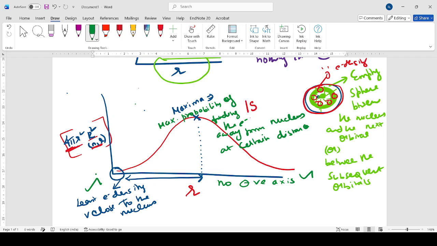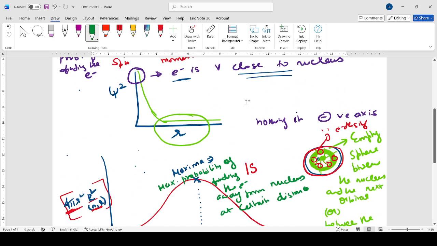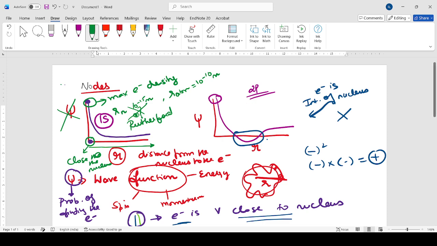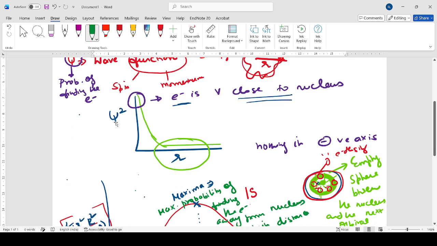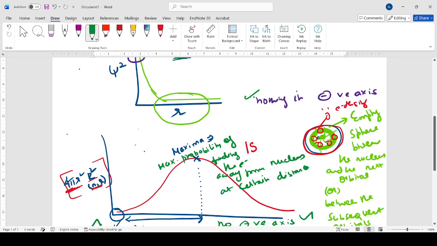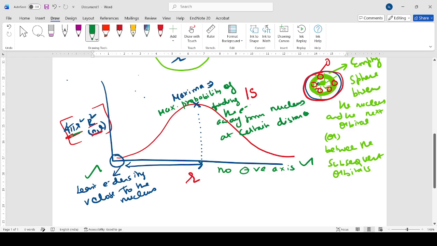Clear? Yes, ma'am. So we discussed three types of curves here. One was between psi versus r. Another was between psi square versus r. Both of them had trouble. Even though in psi square there was nothing negative, I still found the electron very close to the nucleus. So to remove it, he assumed the next y-axis, 4 pi r square NL.